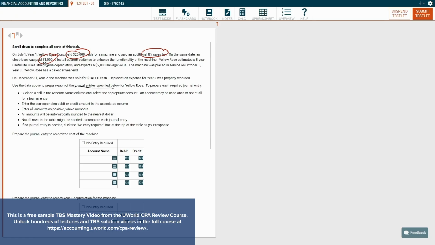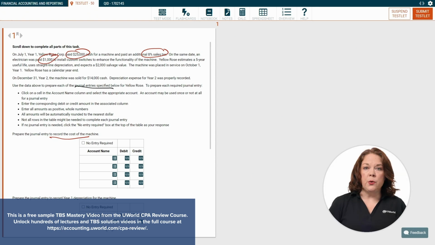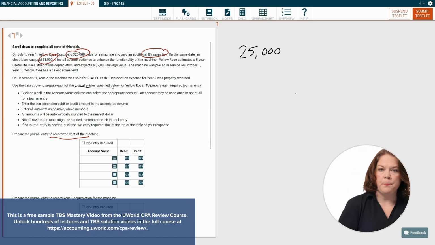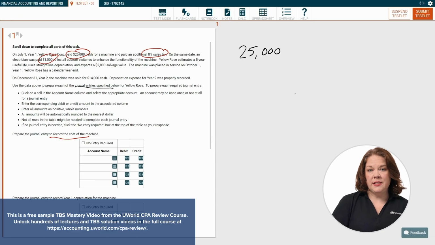So let's start with our first one. We need to capitalize the cost of this asset, right? So record the cost of the machine here. So what do we need to do? We need to capitalize all of the costs to acquire the asset and get it in service. So for us, that's the $25,000 that we've paid for the asset. That's also the sales tax.